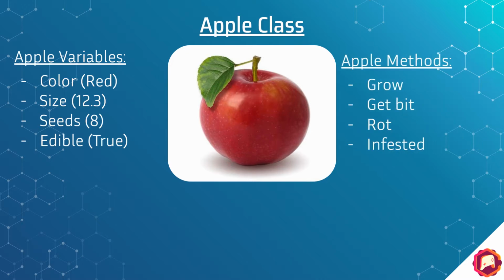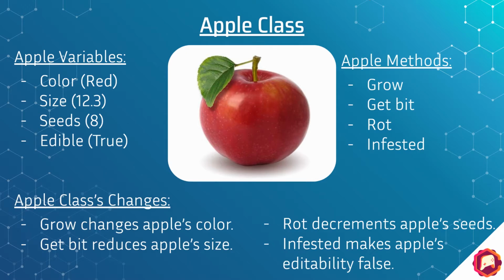These are all examples of data that describe the apple. Now some potential methods include growing, getting bit, rotting, and getting infested. The growing method might change the color of the apple, while the getting bit method may reduce the size of the apple, and so on. Here you can see the relationship between variables and methods.